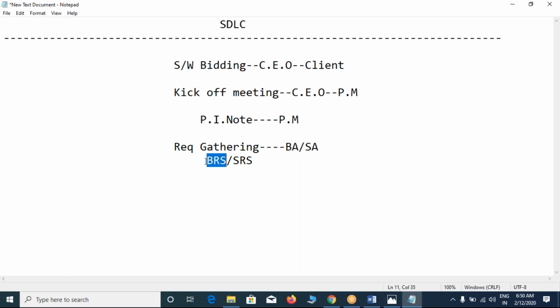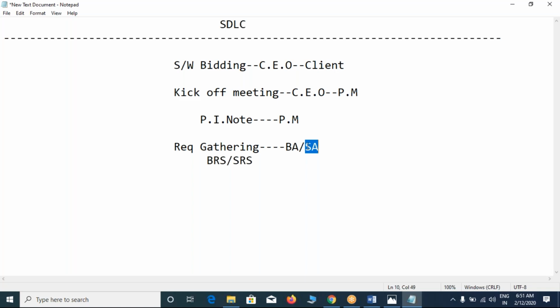BRS contains the entire project requirement. But developers are looking for only development requirements. Testing engineers are looking for only testing requirements. Hardware engineers are looking for only hardware requirements. So the system analyst, based on the BRS, will prepare one SRS for development, one more SRS for the testing process, one more SRS for hardware, one more SRS for designing. Like that, based on one BRS, a number of SRS documents will be designed by the system analyst.